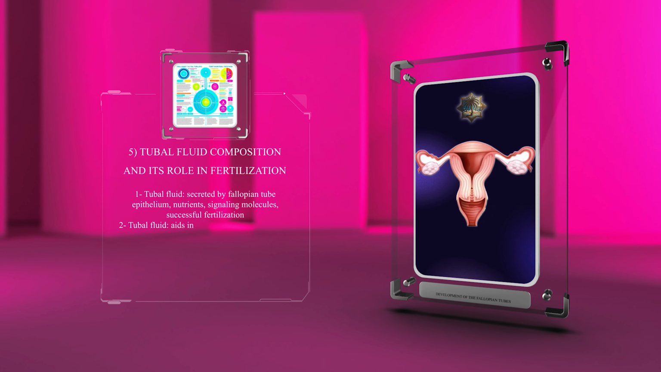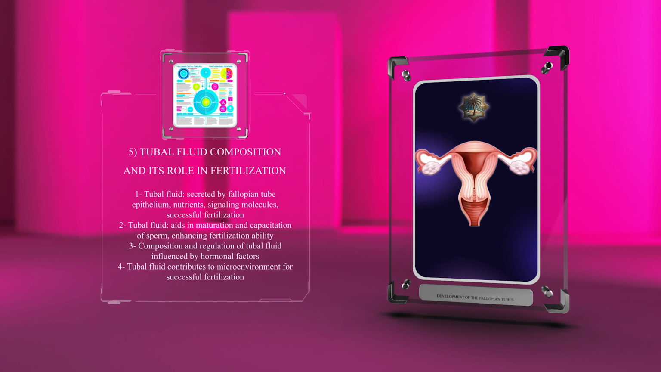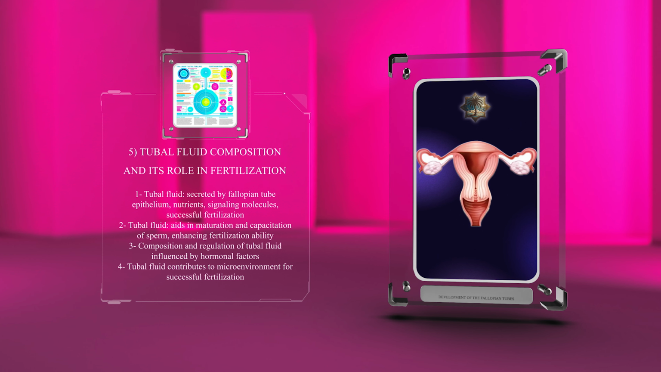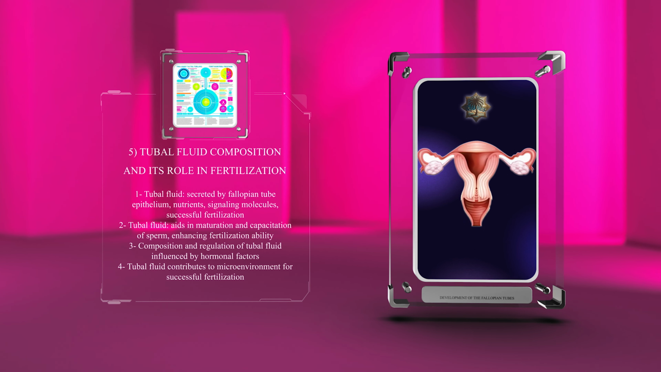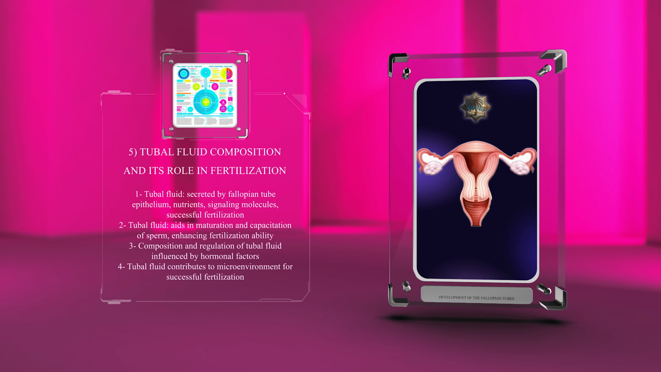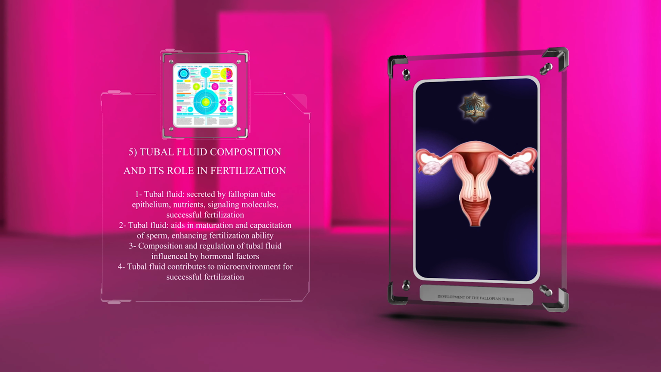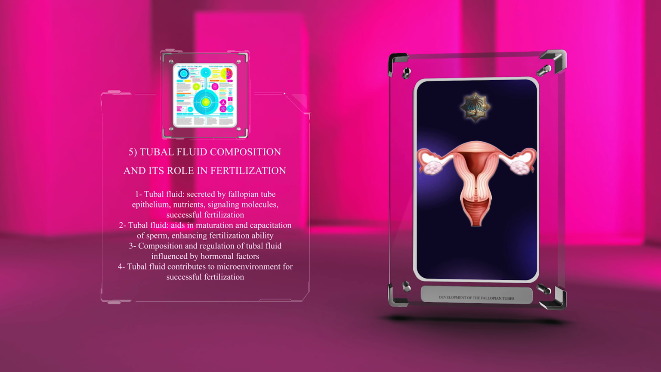The tubal fluid, secreted by the fallopian tube epithelium, comprises nutrients and signaling molecules required for successful fertilization. This fluid also aids in the maturation and capacitation of sperm, enhancing their ability to fertilize the oocyte. The composition and regulation of tubal fluid are influenced by hormonal factors and contribute significantly to the microenvironment necessary for successful fertilization.